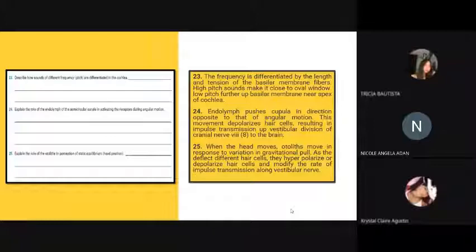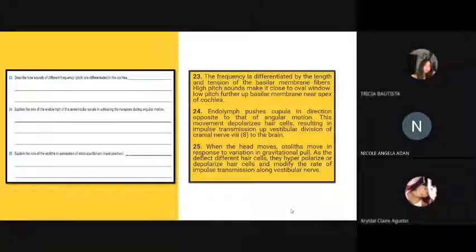Explain the role of the endolymph of the semicircular canals in activating the receptors during angular motion. Endolymph pushes the cupula in the direction opposite to that of angular motion. This movement depolarizes hair cells, resulting in impulse transmission along the vestibular division of cranial nerve number 8 to the brain.